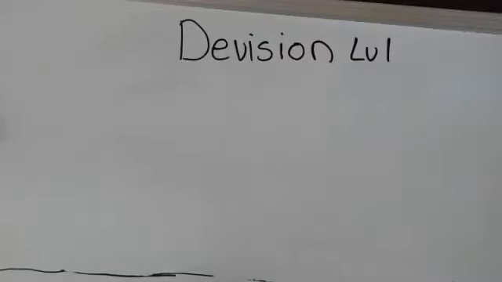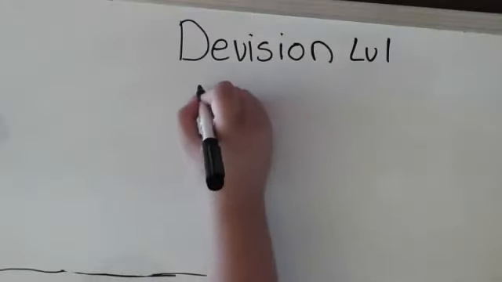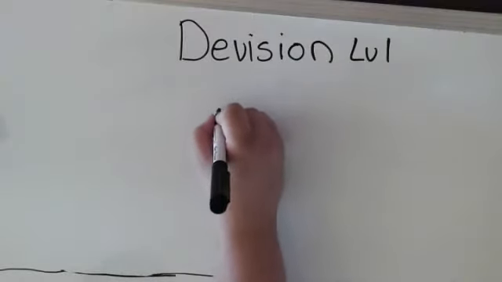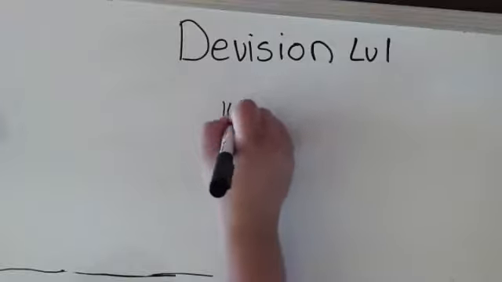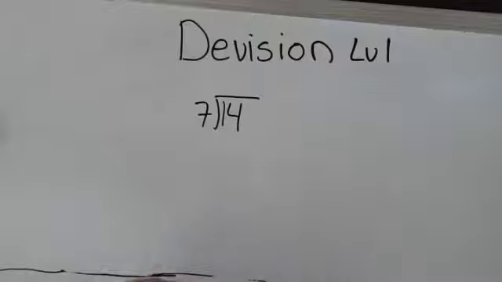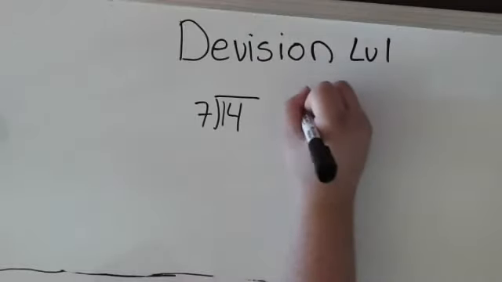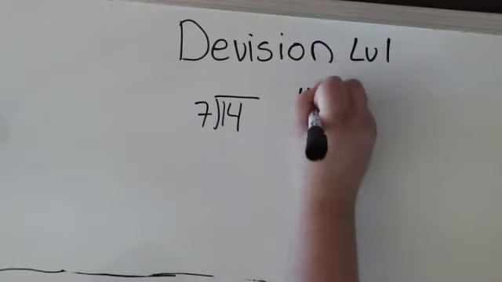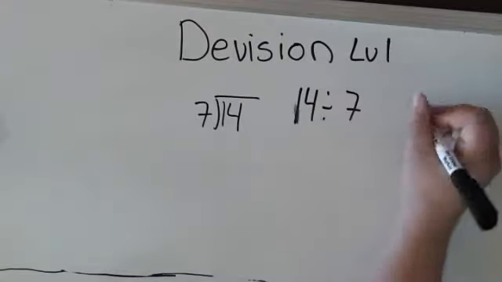So this is division level 1. So when we're looking at division, we are looking at, let's say, this. This is the most common way we tend to write it in class. That's the most common way we write it. You can also write division like this and like this.